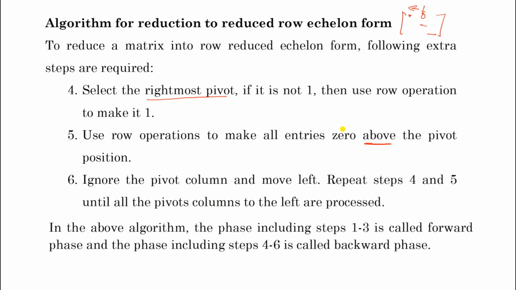Now if you look at this, in the previous part when we were talking about echelon form, we were moving from top to down. So we can say that was the forward phase. The first phase was the forward phase, and in this phase, row reduced echelon form, we are moving from downwards to upwards. So this is called the backward phase.